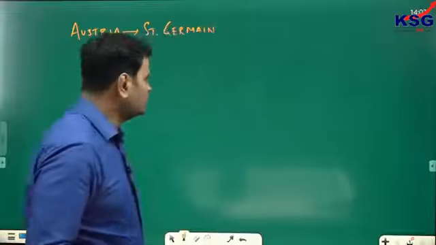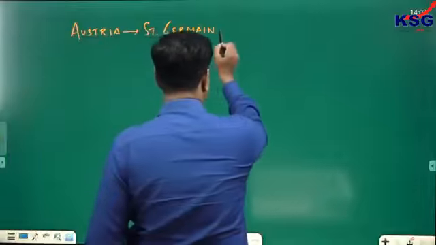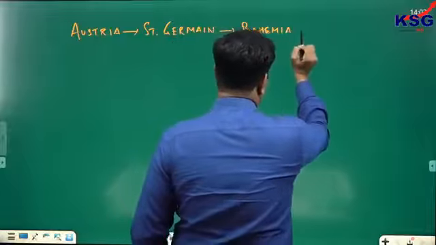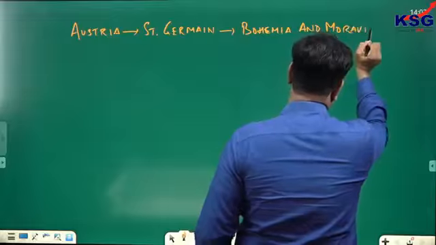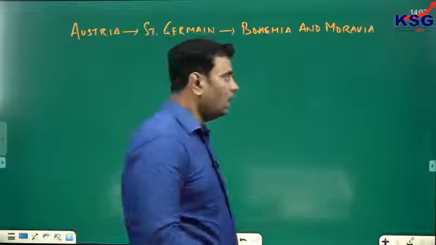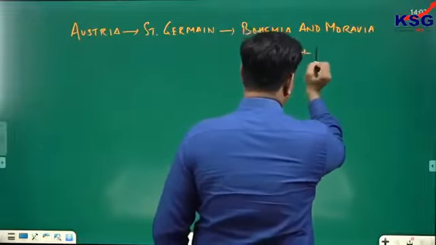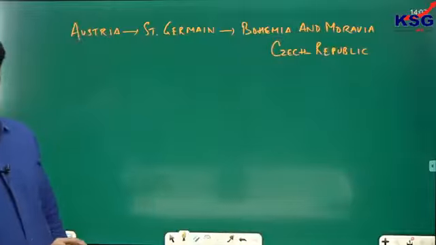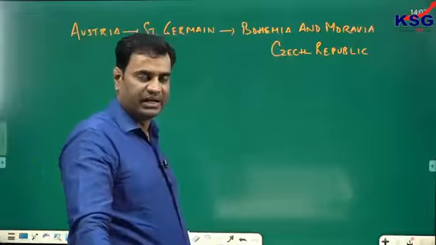Clear? What happened under the provisions of the Saint-Germain Treaty? We'll just understand. Under the provisions of the Treaty of Saint-Germain, Austria was forced to surrender two large provinces, Bohemia and Moravia. Clear? These two regions of Bohemia and Moravia were combined together to create a new country, known as the Czech Republic. So the Czech Republic was created at this time through redrawal of national boundaries, whereby Bohemia and Moravia were combined together.